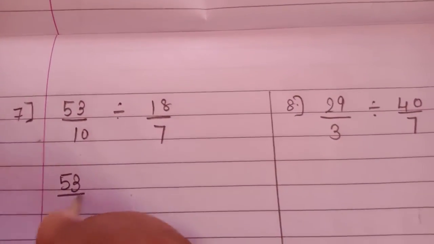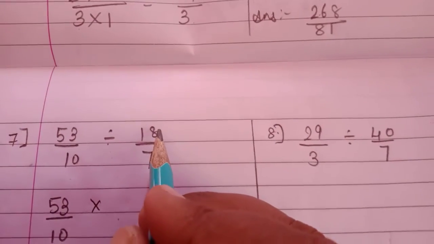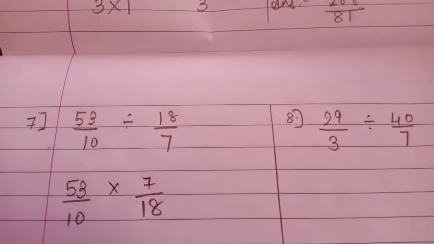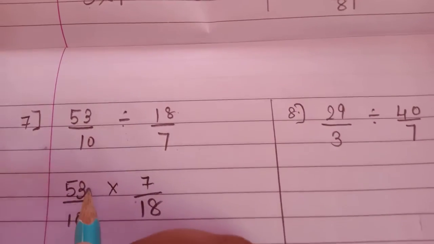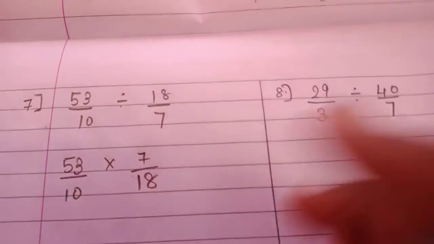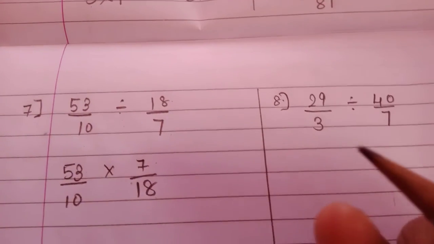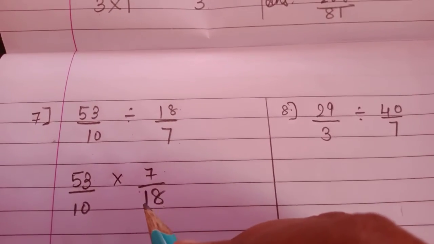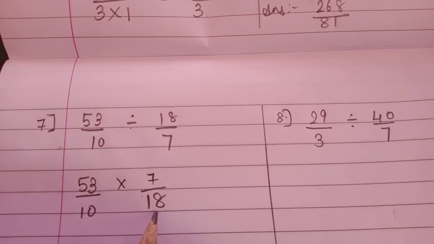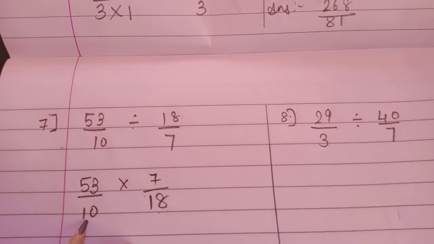Now number 7, 53 upon 10 divided by 18 upon 7. So 53 upon 10, this division sign changes into multiply, and the reciprocal of 18 upon 7 is 7 upon 18. So now we have to see. So 53 and 10. So 53 is an odd number and 10 is an even number. Okay, they will not come in the same table. Same way 7 upon 18, they will also not come in the same table. And here 53 and 18, this also will not come in the same table, and 7 upon 10 also will not come in the same table.